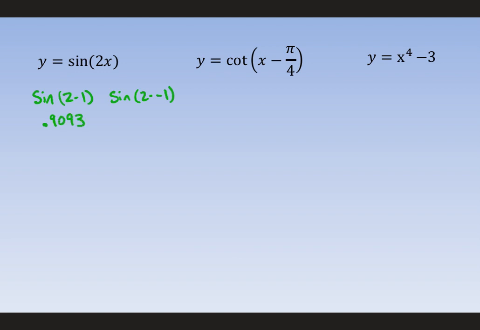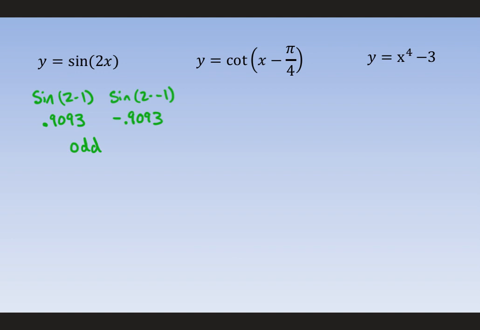I'll go 4 decimal places. That seems pretty safe. And then I will do negative 1 as well. And for that one, I got negative 0.9093. I have a positive version and a negative version. So I will say that this function, sine of 2x, is odd. Okay, so it inverts in a mirrored manner. All right, let's go ahead and try our next one.